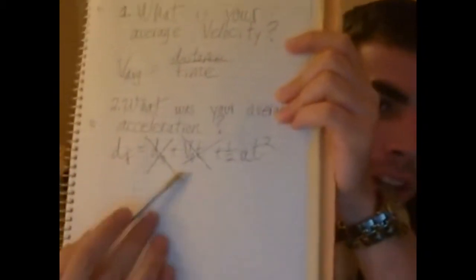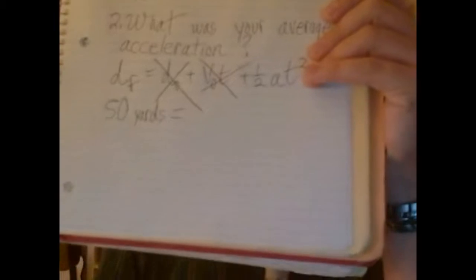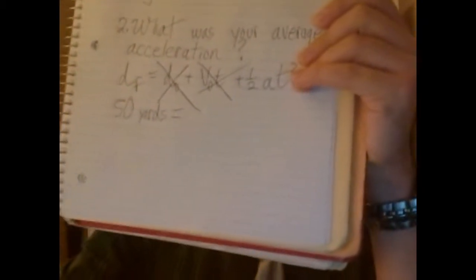That simple. What was your original distance? 0. Let's cross it out. It doesn't matter to us. So what we're left with is our final distance, df. What was that, by the way? 50 yards. Equals 1/2 our acceleration times the time it took us to run it squared.